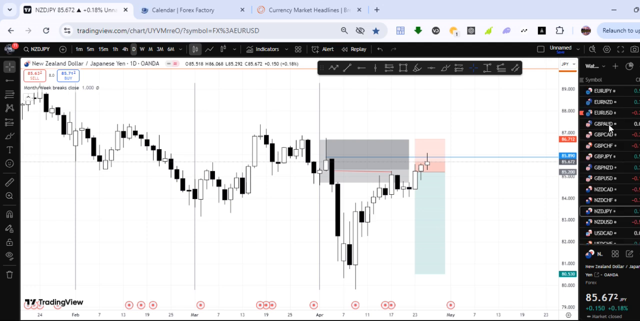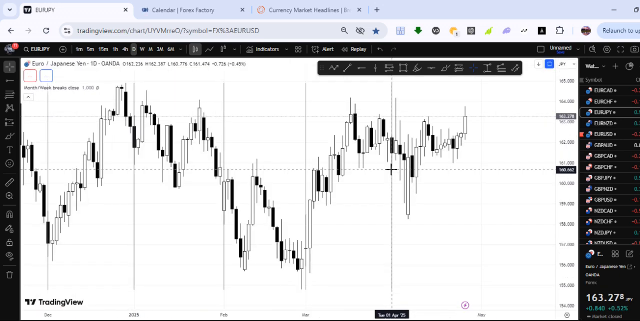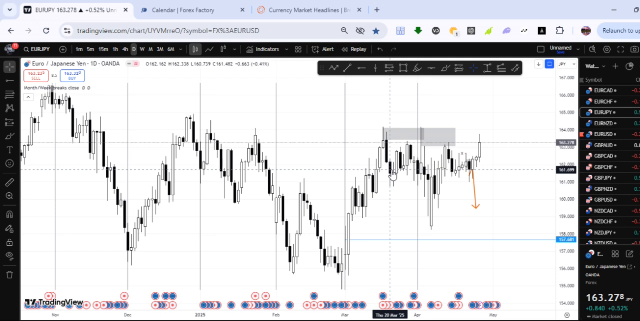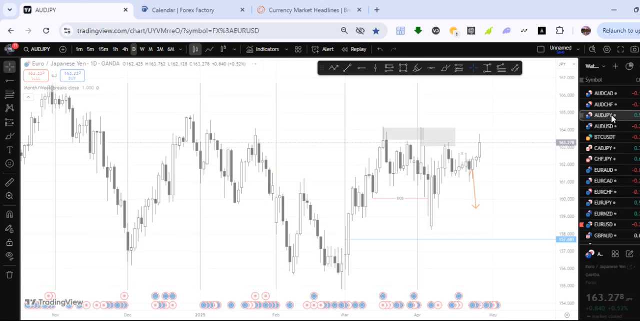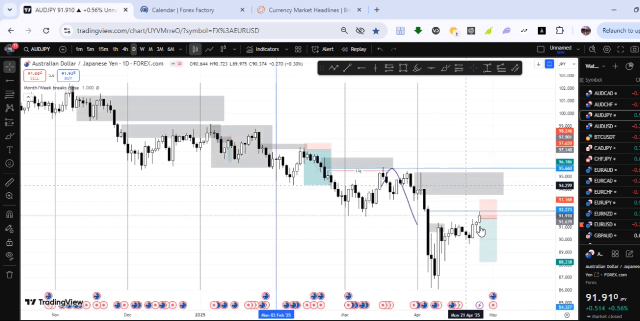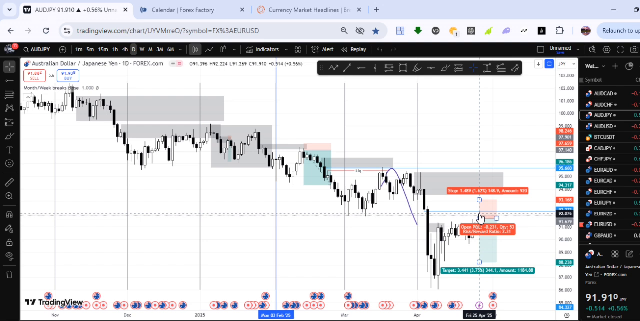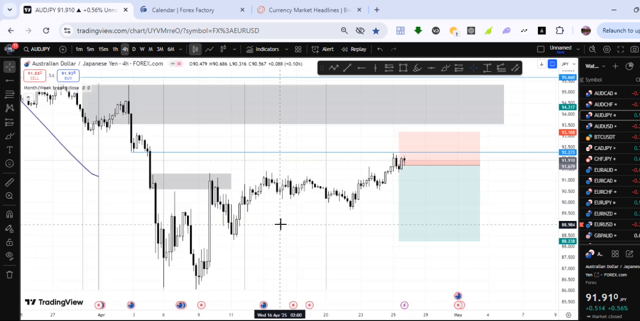The EURJPY, I was looking to short it, but it went a whole lot upside, which I understand is an absolute mess. And Aussie yen, I expected it to get to the supply point, but it reacted at this H4 supply zone, so the possibility of it going to the downside is there, of course.